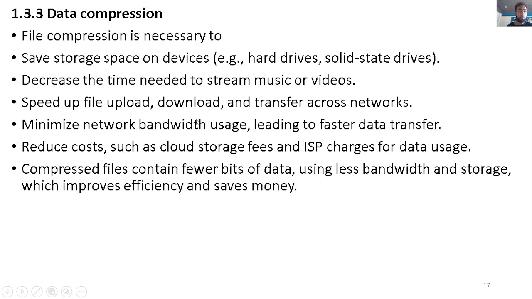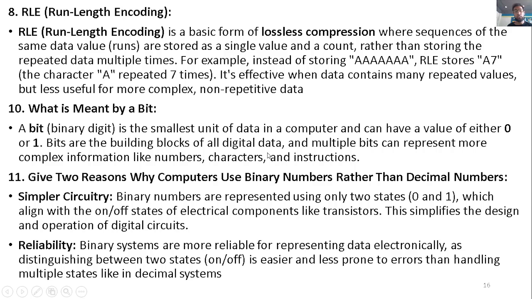What is meant by a bit? A bit is the smallest unit of data. We all know that we represent it by 0 and 1. It is used to represent digital data, and all the numbers, characters, and alphabets we represent using a number of bits. We use a number of bits like 8, 16, 32, 64, as many bits as are necessary.